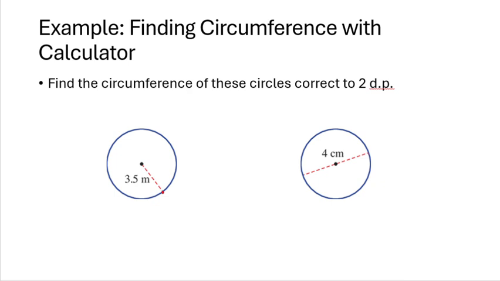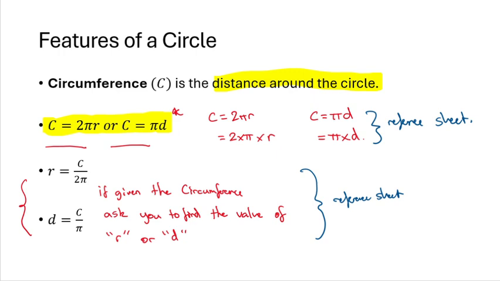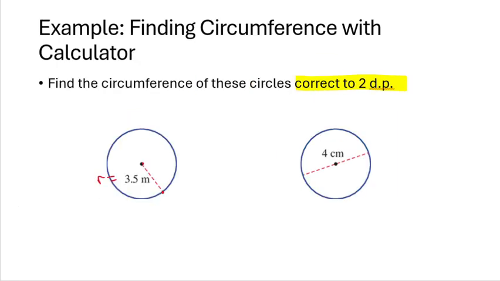All right, let's just go through this really quickly. Find the circumference of these circles, correct to two decimal places. So over here in my first circle, I have 3.5 meters. This is the radius. And you can tell it's a radius because it goes from the middle to the end. Now, the formula that I will use is C is equal to 2 pi r, which is the same thing as 2 times pi times radius.